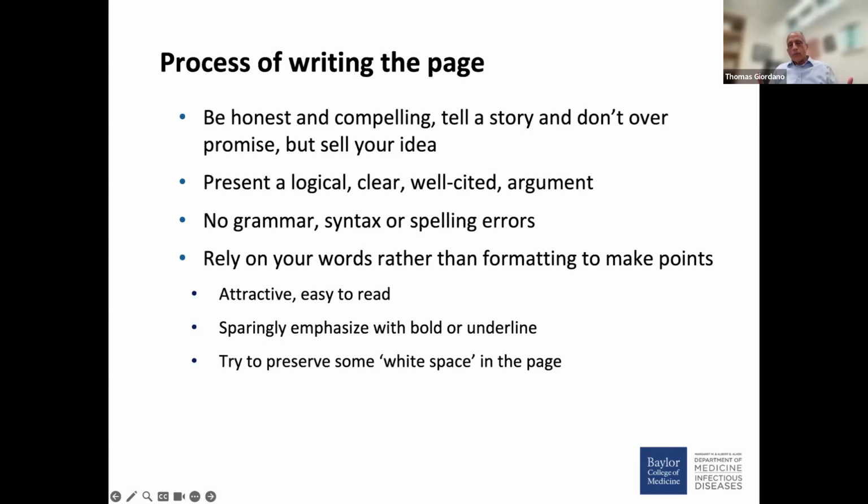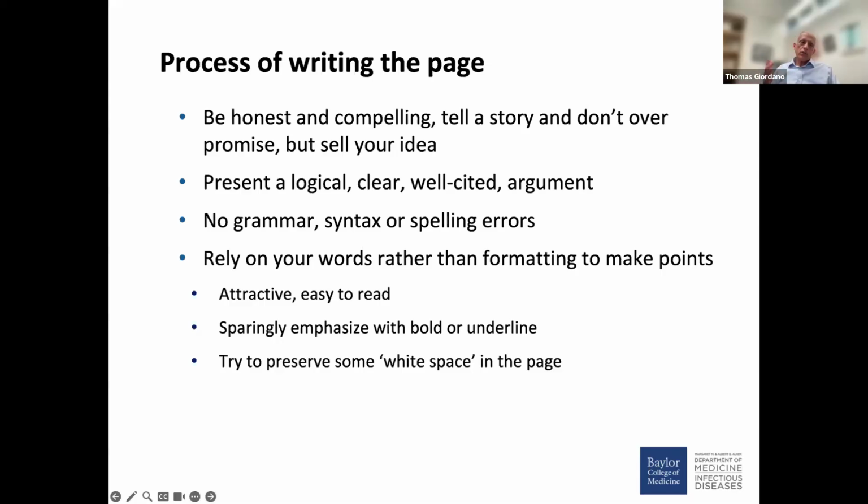And then try to preserve some white space. Don't pack every inch of the aims page with text. Again, the reviewers are doing this after hours. They're not getting paid to review your grant. Every time I reviewed for study section, it was at least 80 hours of work in about a 4-week period.